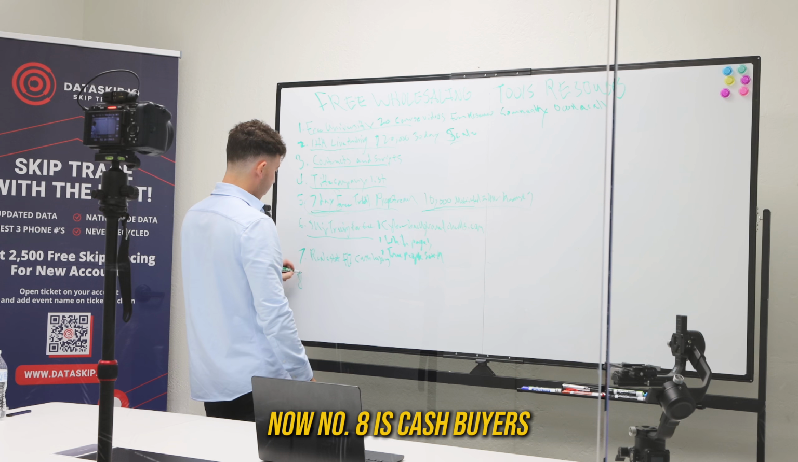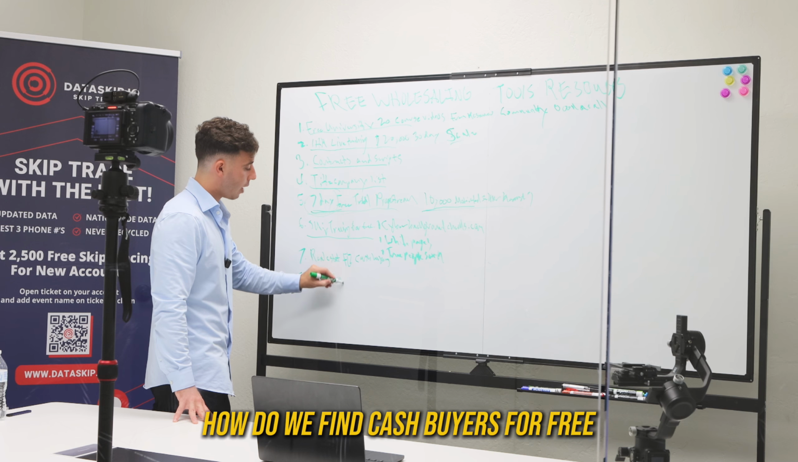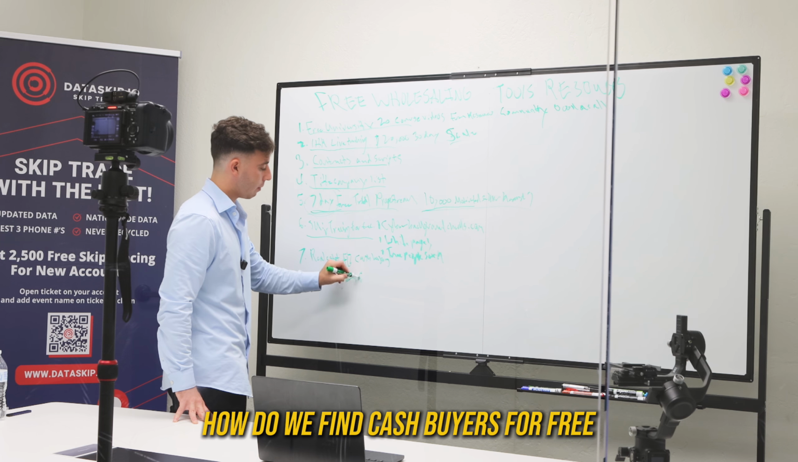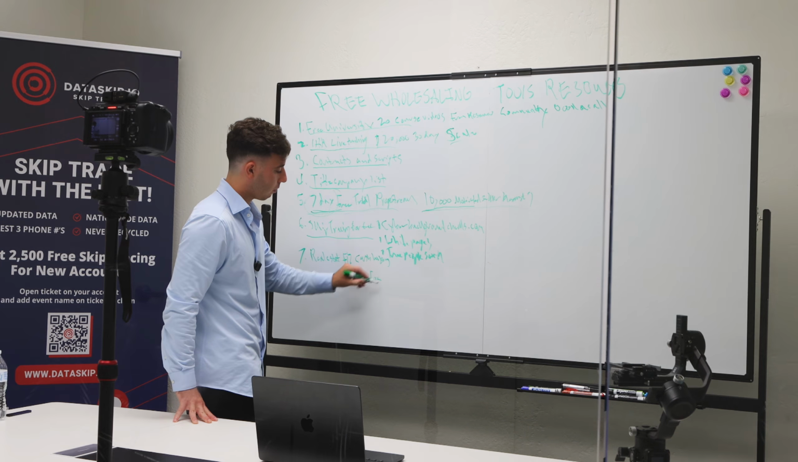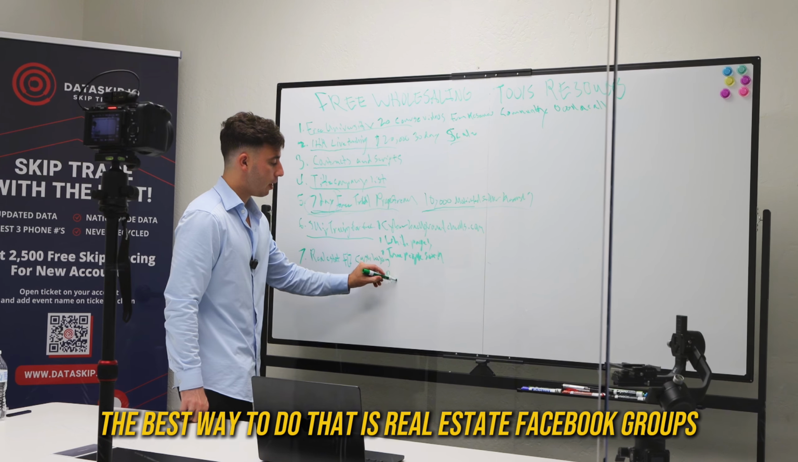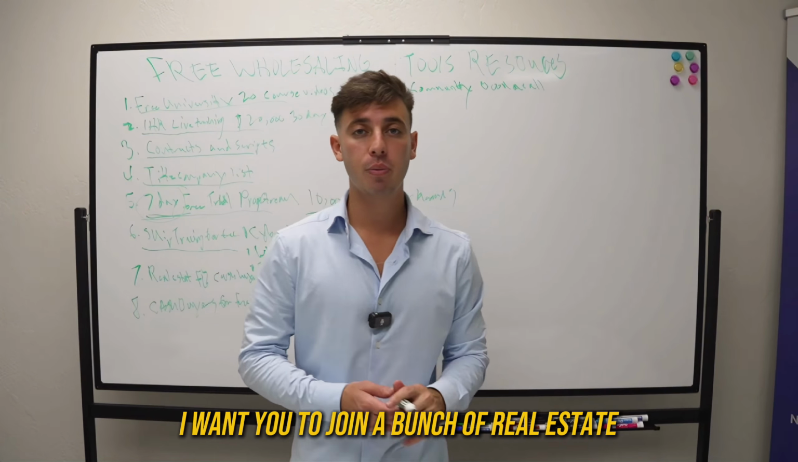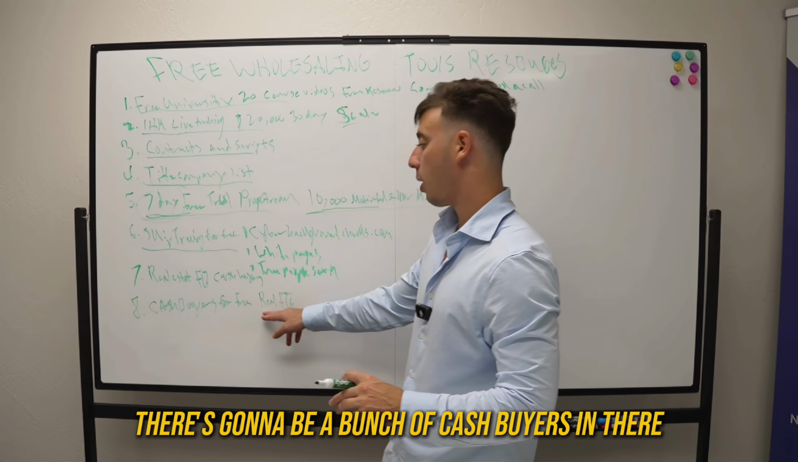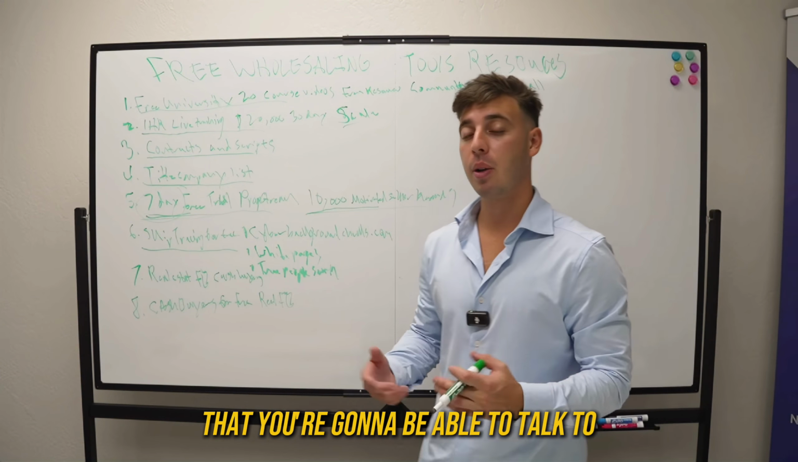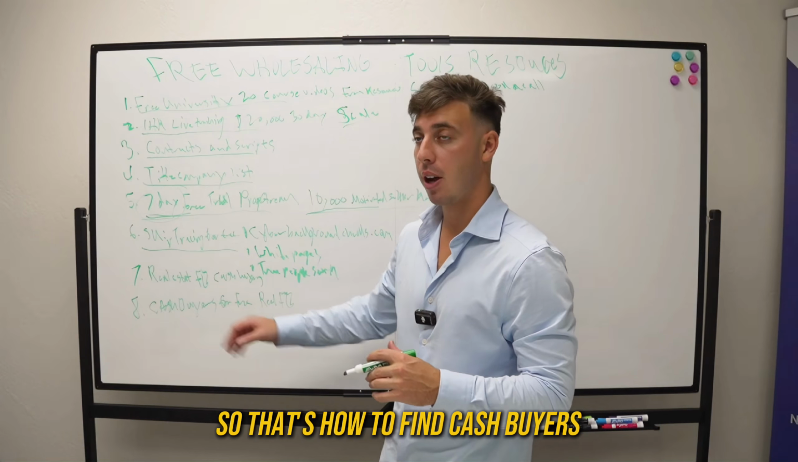Now, number 8 is cash buyers. How do we find cash buyers for free? Okay? And the best way to do that is real estate Facebook groups. Okay? So I want you to join a bunch of real estate Facebook groups in your market. There's going to be a bunch of cash buyers in there that you're going to be able to talk to and you're going to be able to sell your deals to. Okay? So that's how to find cash buyers.